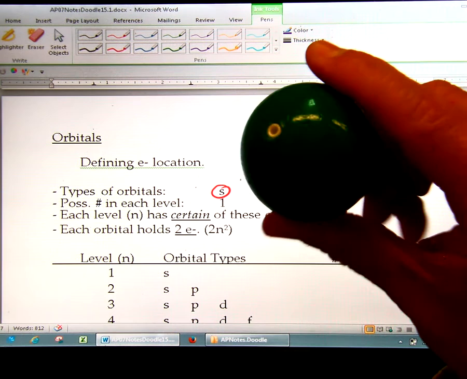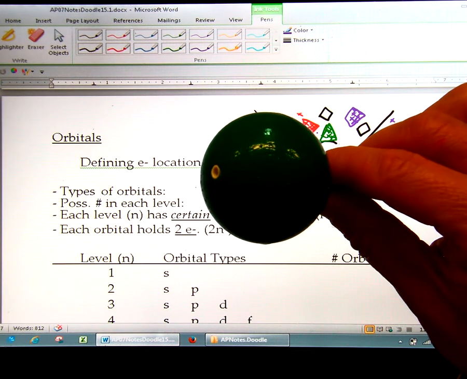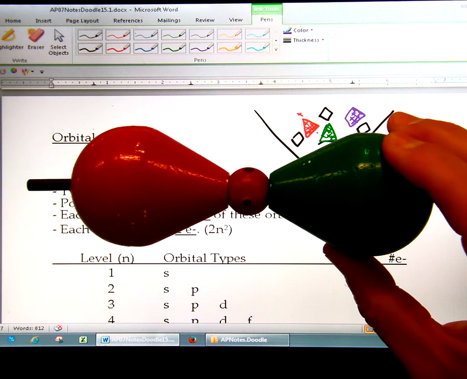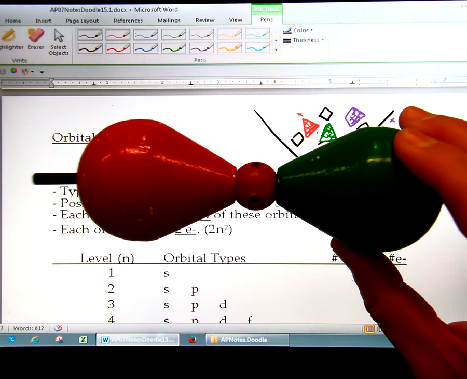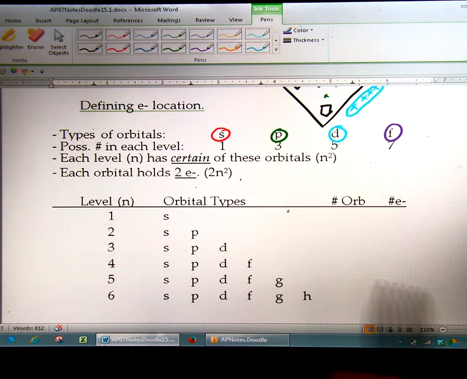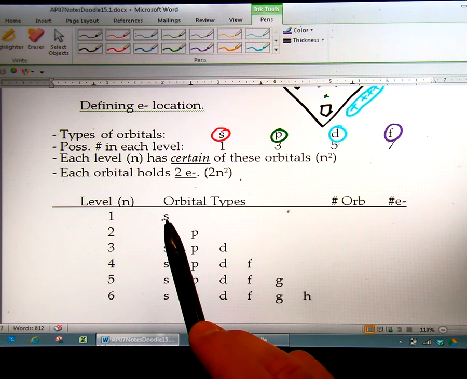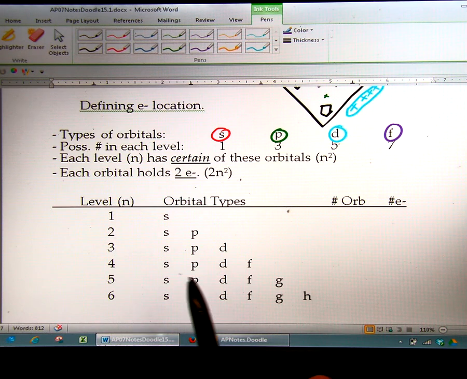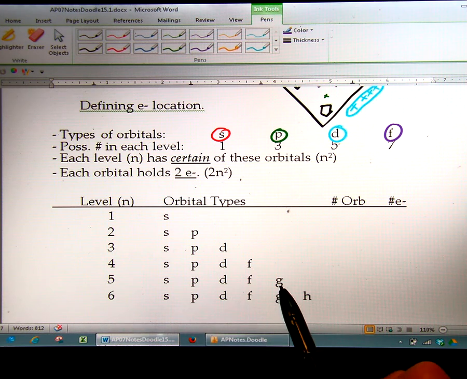There's no little membrane holding an electron in this region or any kind of container holding it in this region. It just stays in that region because that's the orbital in which it is. So different energy levels have different orbitals. Level 1 only has S, level 2 has SP, 3 has SPD, 4 has SPDF. Now every level after that will add a letter. So 5 has SPDF and G.